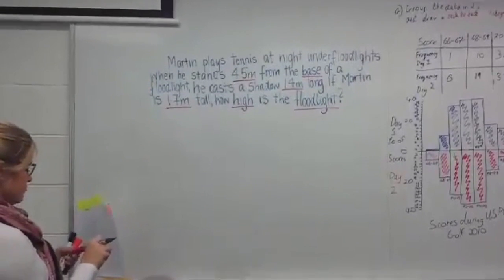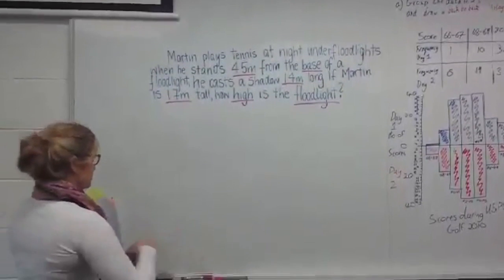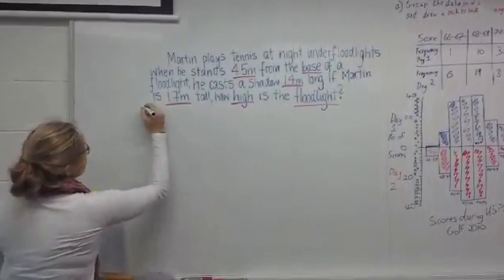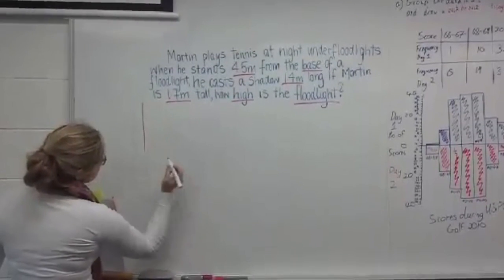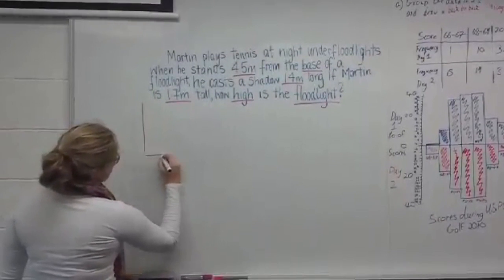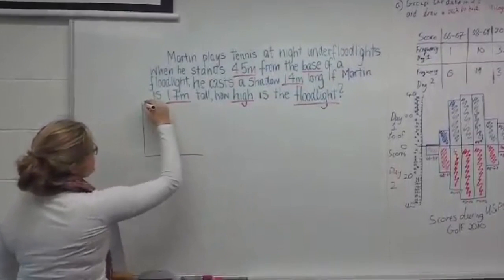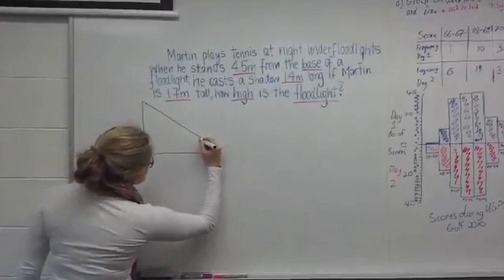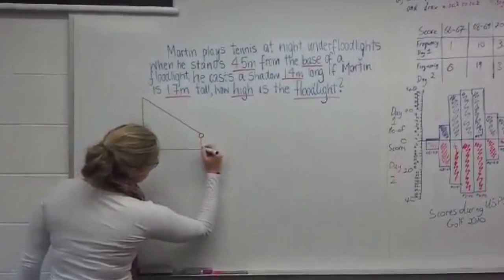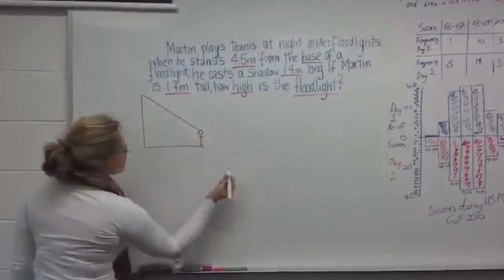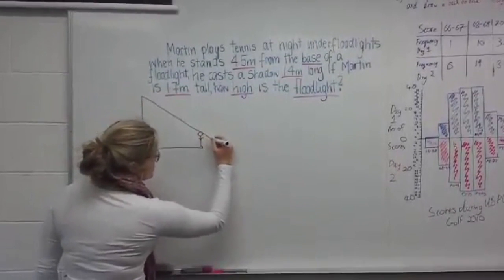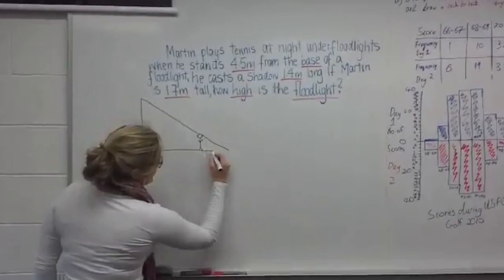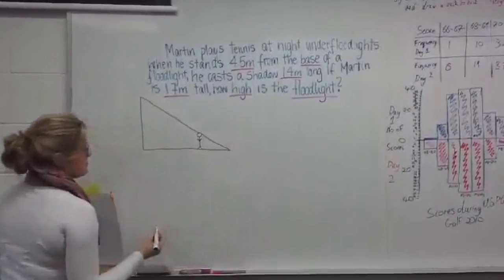With this information in mind, we are able to draw a diagram. So we've got our floodlight here. We have our base here. We have our light streaming from the floodlight coming down to where Martin is standing. Let's draw Martin. The light continues and a shadow is cast.